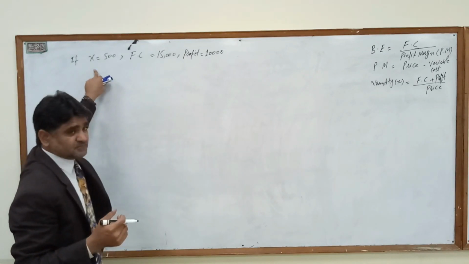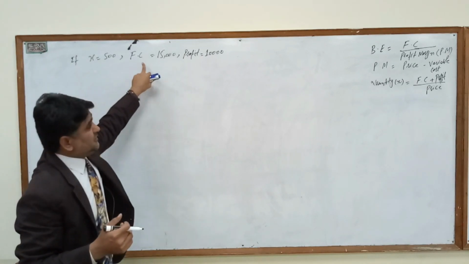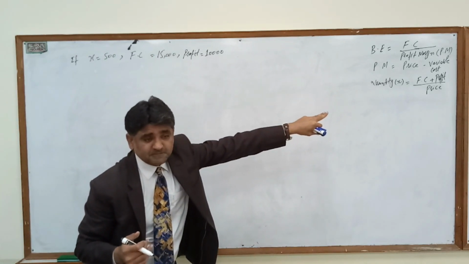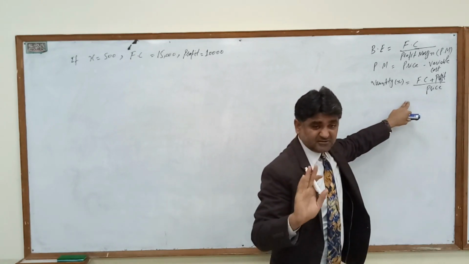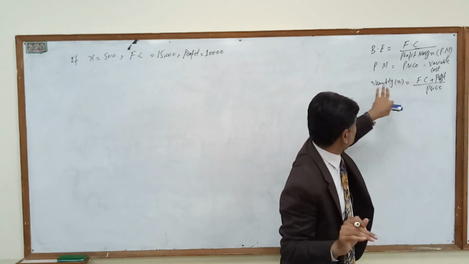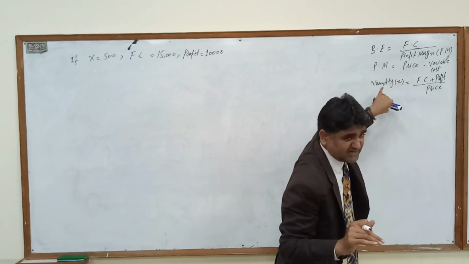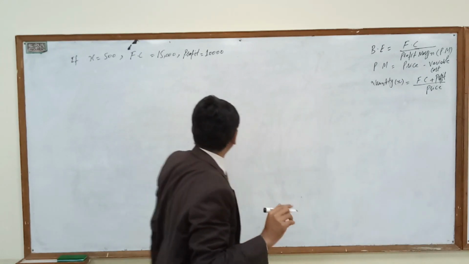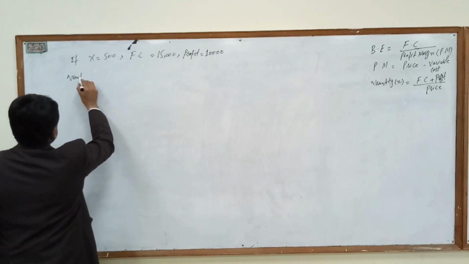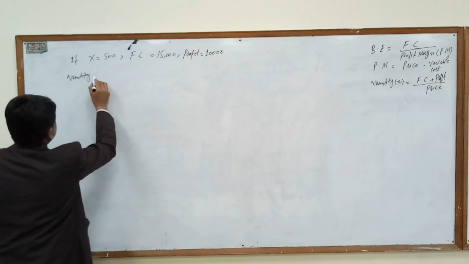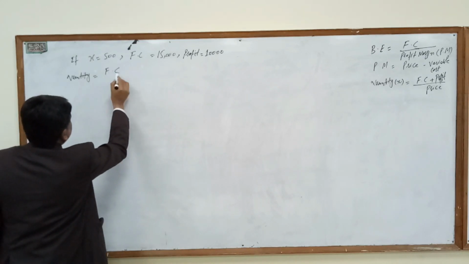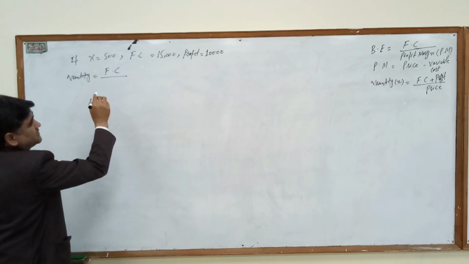So here we need to determine the price. Quantity given? Yes. Fixed cost given? Yes. Profit given? Yes. What's missing? Price is missing. Here the question is not about the break even. The question is related to this; we are falling in this category. Quantity is equal to fixed cost divided by price.